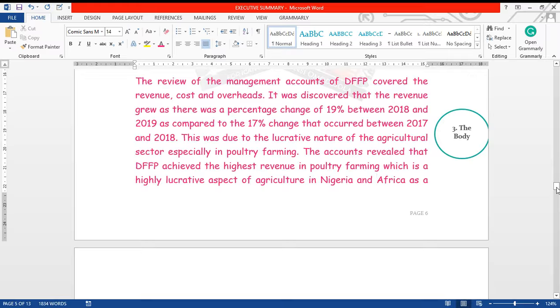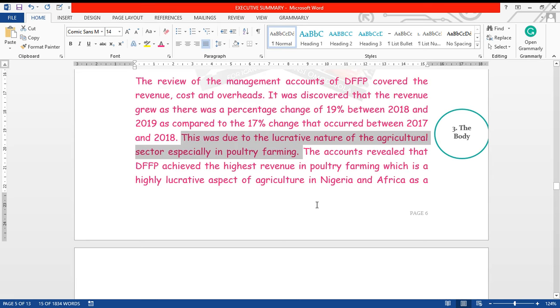So now the review of the management account of DFFP covered the revenue, cost, and overheads. It was discovered that the revenue grew. So you see, you're explaining all what you did in the financial statement analysis. The revenue grew by 19% between 2018 as compared to 2019. And the most important thing I always emphasize: you must give a reason. You must always give a reason. Do you understand? You must always give a reason. Now you're telling us that revenue grew, right? Revenue grew. Why? This was due to the lucrative nature of the agricultural sector, especially in poultry farming.